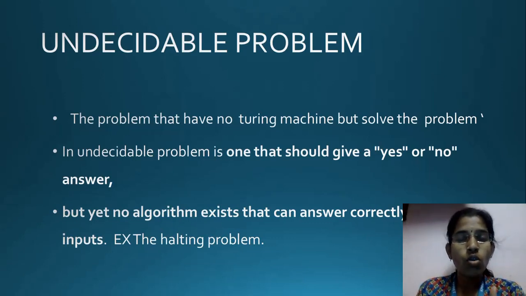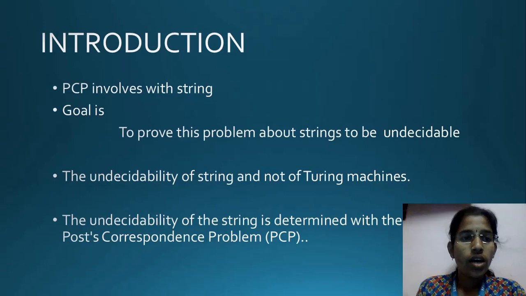So there is no algorithm. There is no timing measure for whether a particular problem is solvable or not solvable. We can't find the time complexity, space complexity, etc. So everything is undecidable, and that is known as undecidable problems. The example is the halting problem in Turing machines. So the PCP is mostly used in undecidable problems and their input strings.